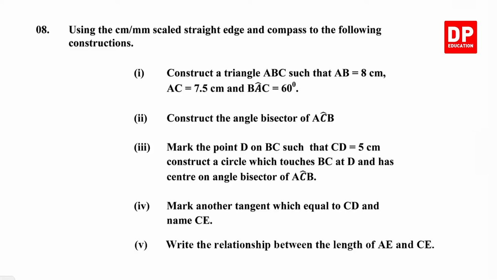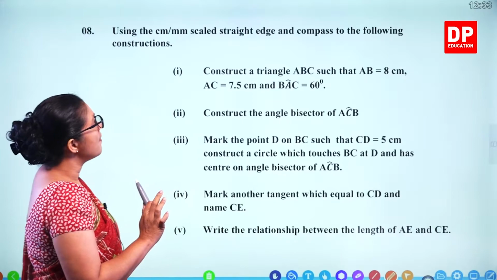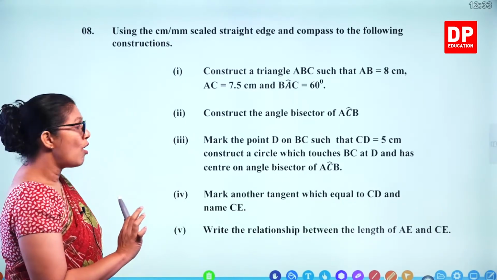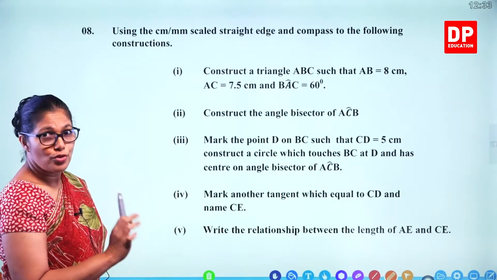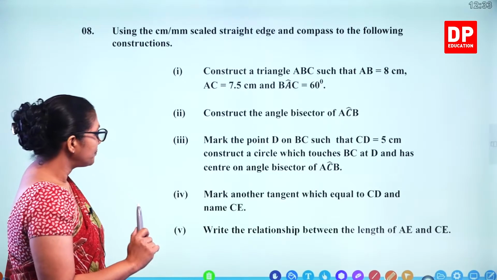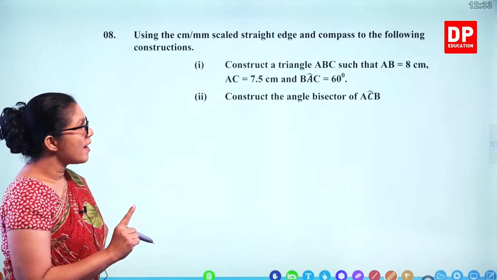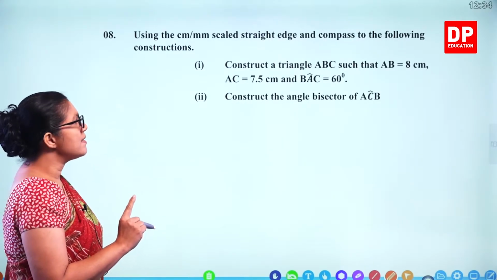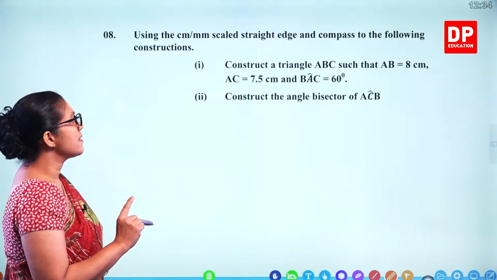Question number 8, it's constructions. So you have to use the compass and the ruler. That's all. You can't use a protractor to measure angles. So let's do the construction. Using the centimeter millimeter scale, straight edge and compass, do the following construction. Construct a triangle ABC such that AB is 8, AC is 7.5 and BAC is 60 degrees.